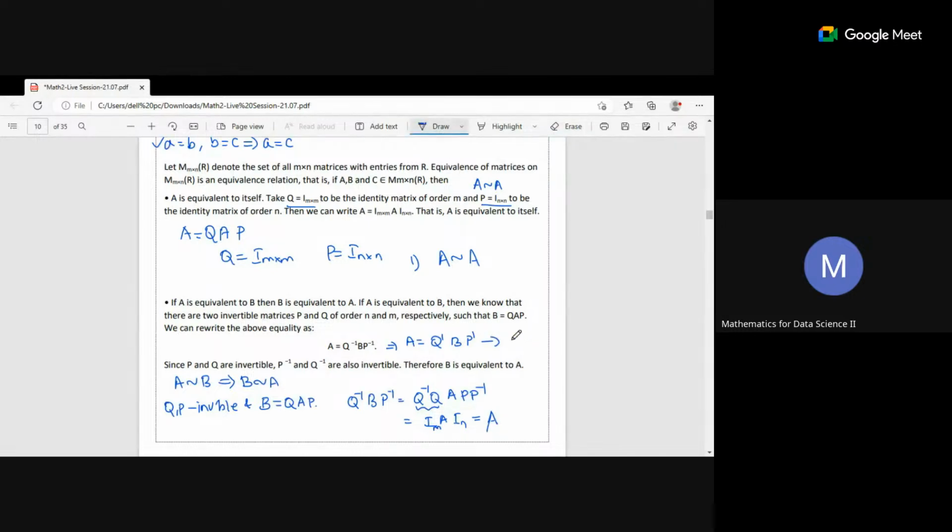This means what? B is equivalent to A. Okay. So what we have got, A equivalent to B implies B equivalent to A. Is this clear for everyone?